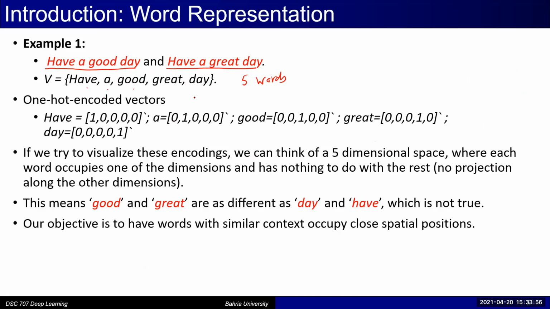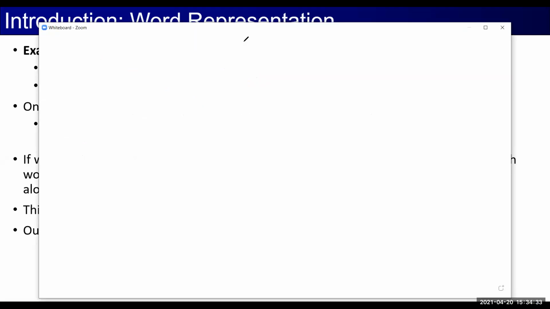Now, if you have to represent these words in one hot vectors, the size of the vector would be 5 because I have 5 words in the vocabulary. So maybe this is have, this is a, good, great, and day. Now as a human, when you read these sentences, you see good and great are used in the same sense, meaning good and great are similar words. Now let me explain the disadvantage.